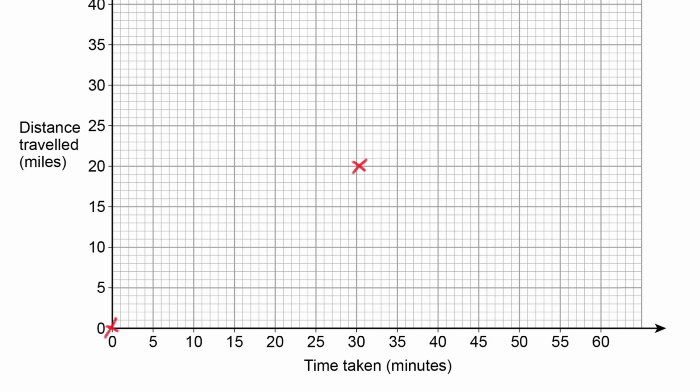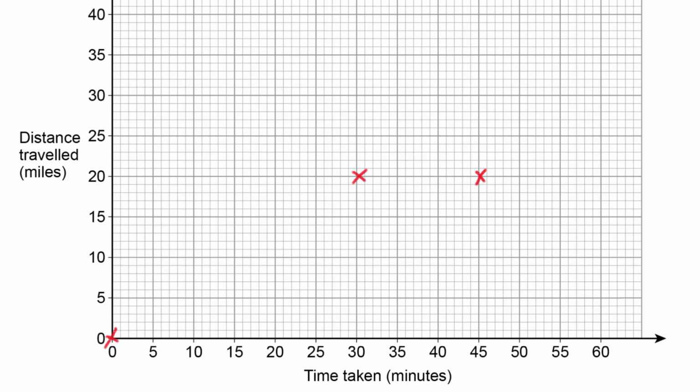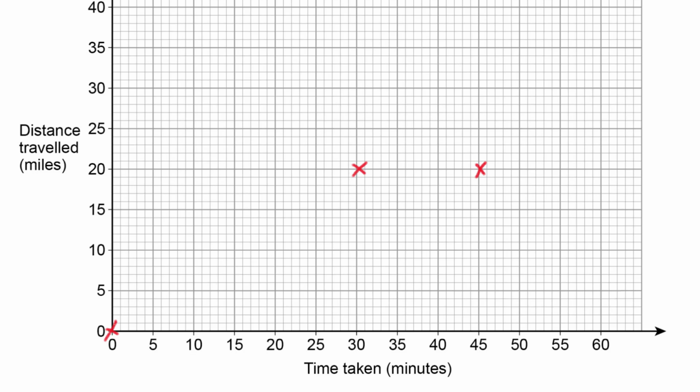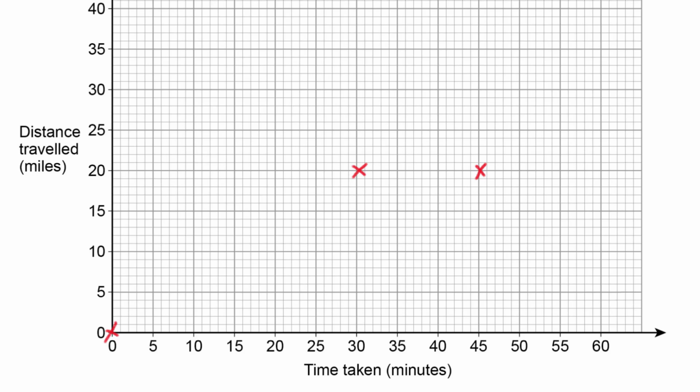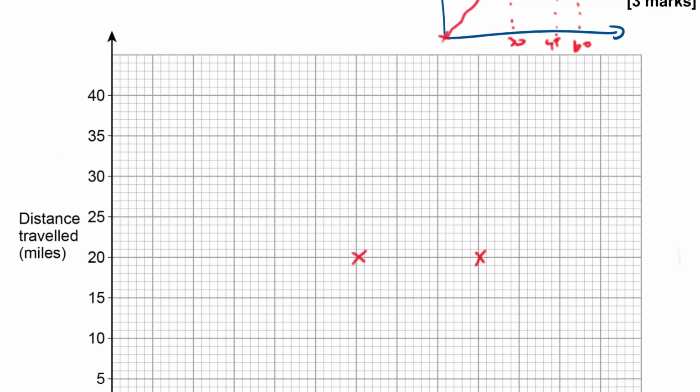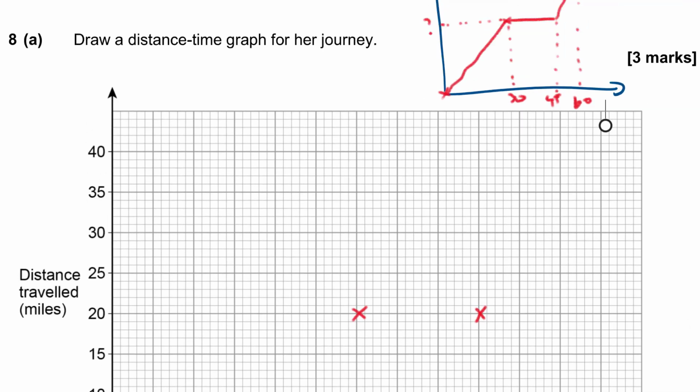So I'm going to have a flat line between that point and that point there. And then she's going to be traveling at 60 miles an hour for the next 15 minutes. So if she can do 60 miles an hour, then 15 minutes is a quarter of an hour. So she can go a quarter of that distance in 15 minutes. So a quarter of 60, half and half again, is 15. So she's going to do 15 miles in 15 minutes.